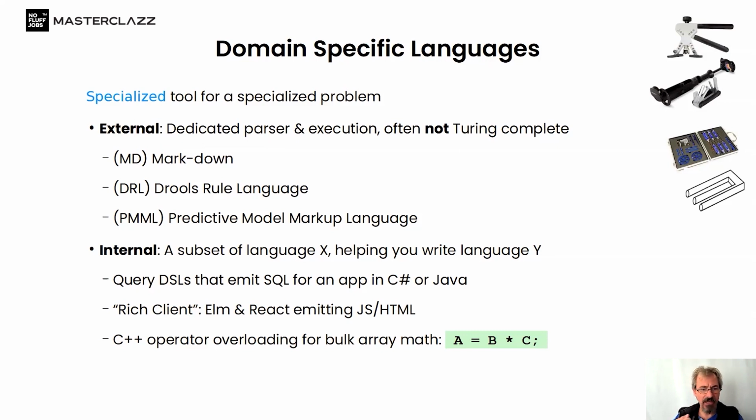So for instance, a query DSL is going to help you write SQL for queries, but you're writing your main application in C# or Java. Or Elm as a way to write reactive coding for JavaScript and HTML. Or maybe C++ operator overloading for doing bulk array math or doing some sort of physics equations at scale.